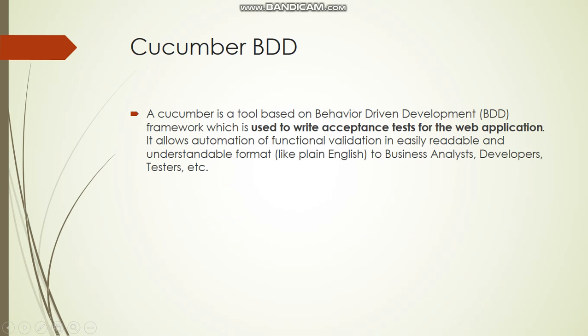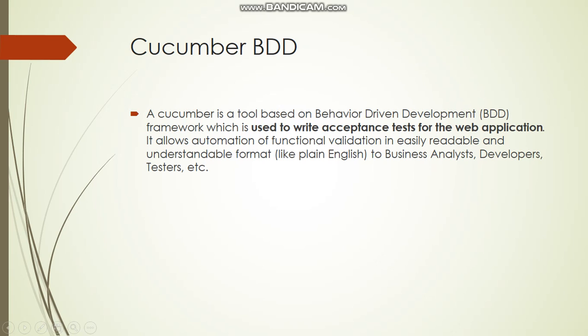Next, come to Cucumber BDD. What is this Cucumber? If you are talking about Cucumber, basically it is a tool that supports the behavior-driven development framework, and it is used to write acceptance tests for a web application. You can write it for API as well, and if you are using it for mobile automation, you can also write it for mobile devices. And it will be in a simple English format.